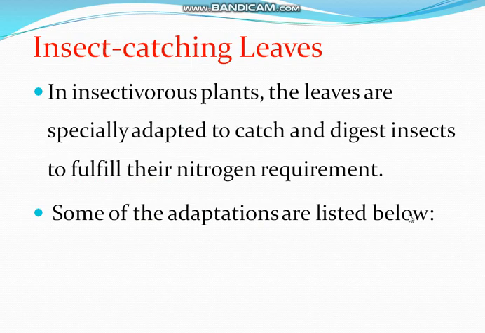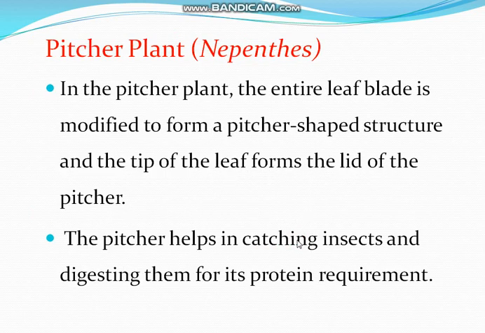What do you mean by insect catching leaves? In insectivorous plants, the leaves are specially adapted to catch and digest insects to fulfill their nitrogen requirements. Some of the adaptations we can study. The first one, pitcher plant, another name, that is Nepenthes.